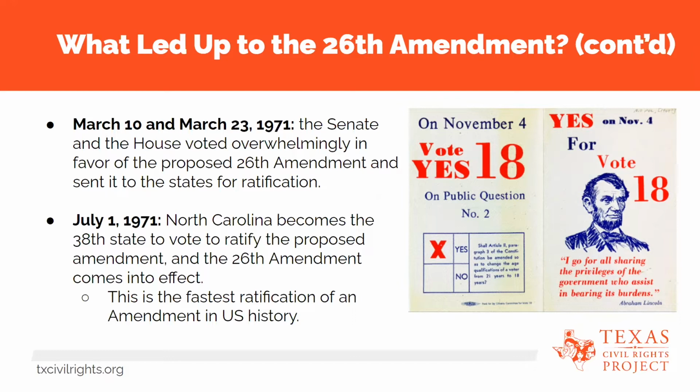And in case you're wondering, the Senate passed the proposed amendment unanimously, and the House passed it by a vote of 401-19. So a mere 97 days after it's sent to the states for ratification, on July 1st, 1971, North Carolina becomes the 38th state to vote to ratify the proposed amendment, and the 26th Amendment comes into effect. And this is by far the fastest ratification of an amendment in US history.